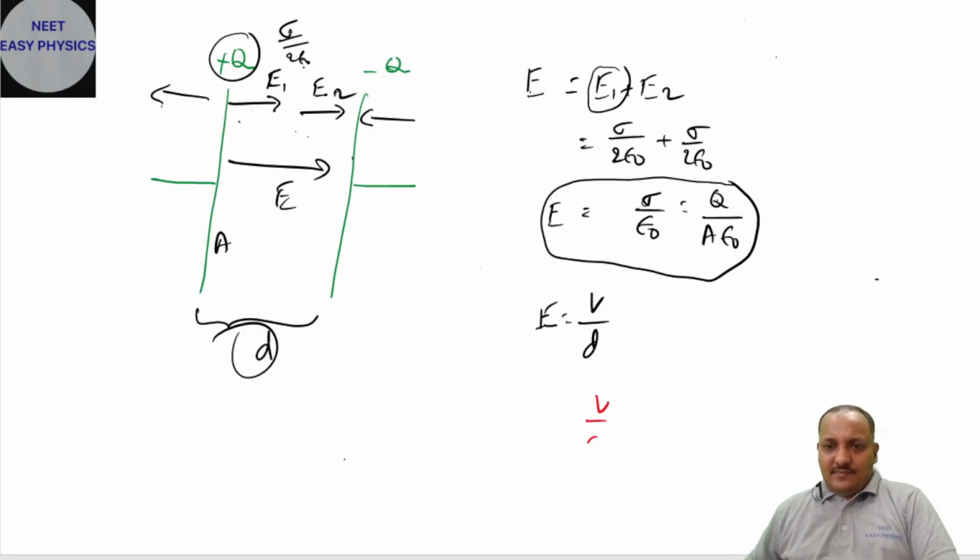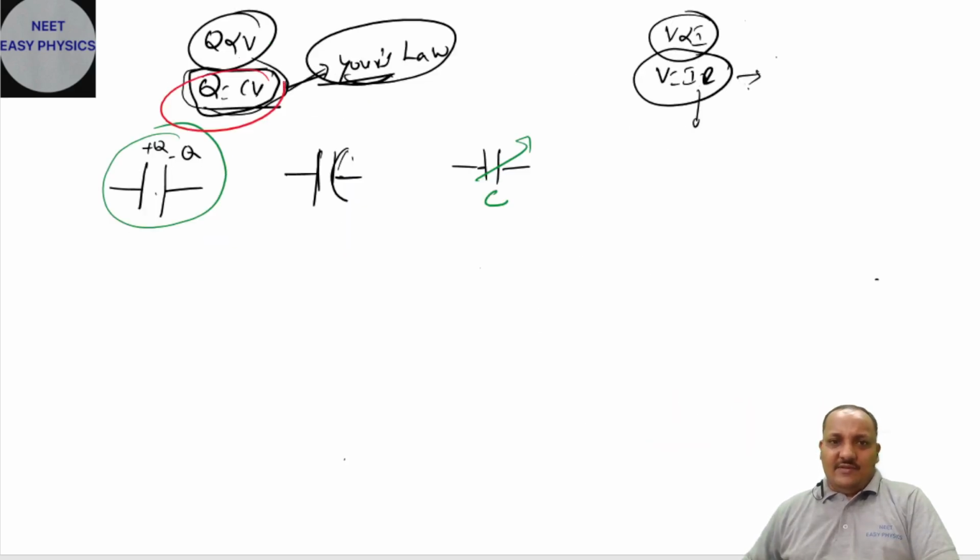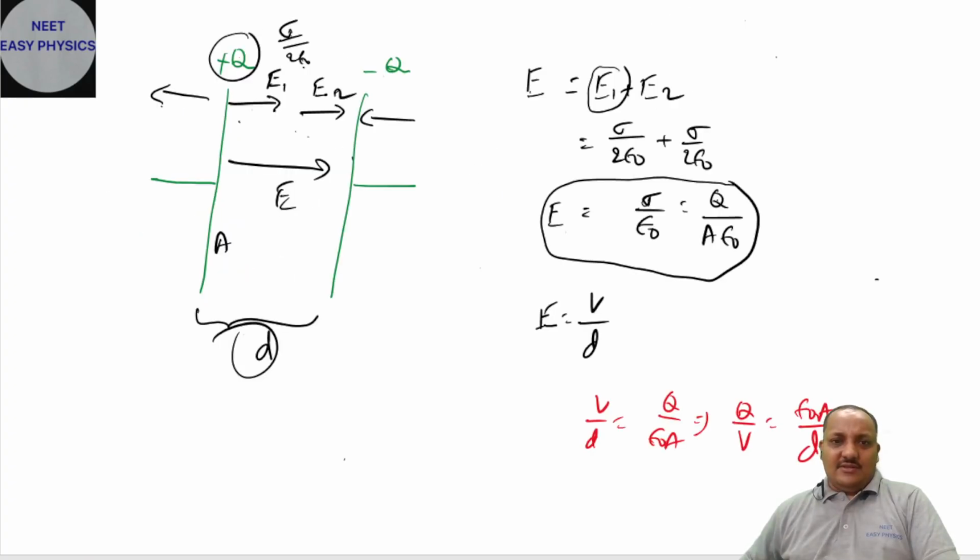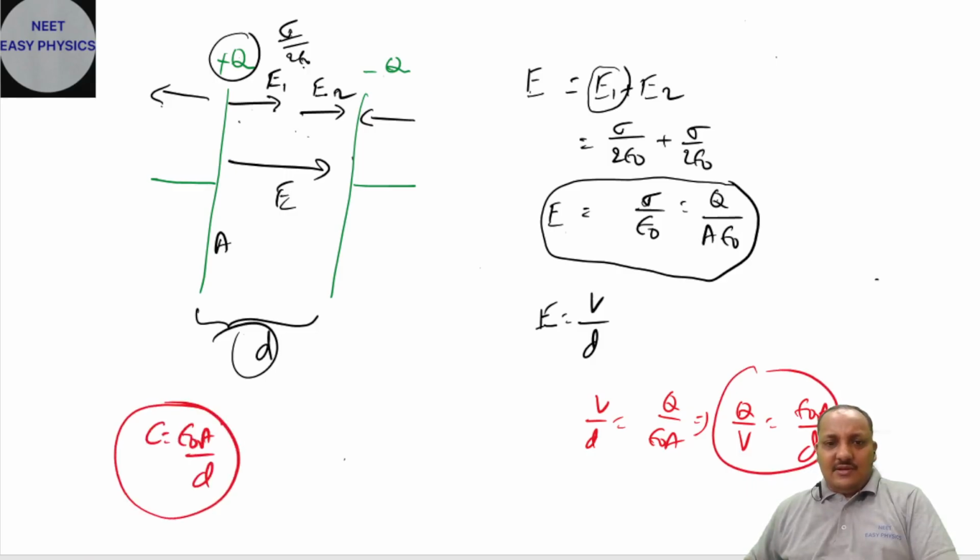So V by d is equal to Q by epsilon naught A. From this, Q by V is equal to epsilon naught A by d. Now what is Q by V from this formula? Q by V is the capacitance. Therefore, what is our formula? C is equal to epsilon naught A by d. This formula you have to remember. What does epsilon naught mean here? Vacuum permittivity or free space permittivity. A is area, d is separation.